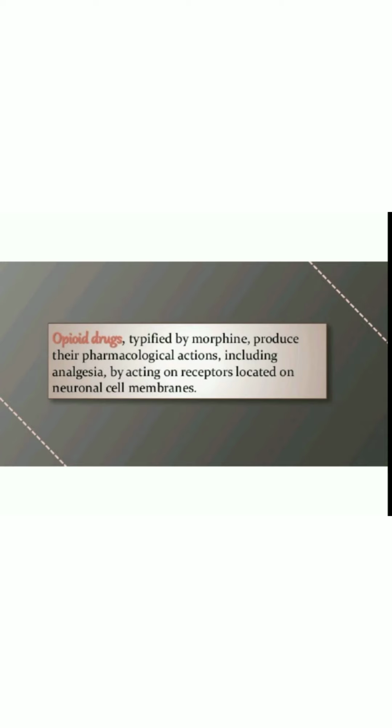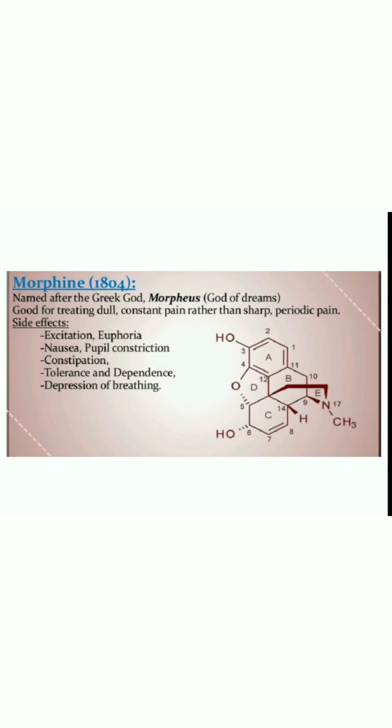The opioid drugs are basically termed as morphine. They produce pharmacological actions, including analgesia, by acting on receptors located on the neuronal cell membranes. Morphine is named after the Greek god Morpheus, god of dream, and is good for treating dull, constant pain rather than short, periodic pain. It has side effects of excitation, euphoria, nausea, pupil constriction, constipation, tolerance and dependence, and depression of breathing.